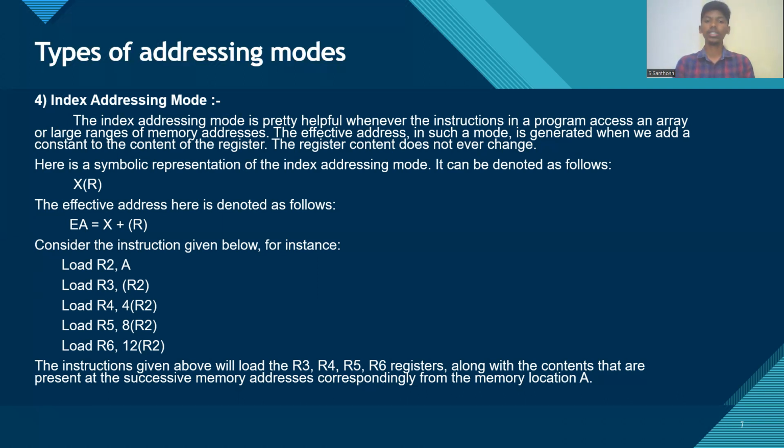So the instructions given above will load the R3, R4, R5, R6 registers with the contents present at the successive memory addresses, correspondingly, starting from the memory location A. So this is what is done using the indexing addressing mode.